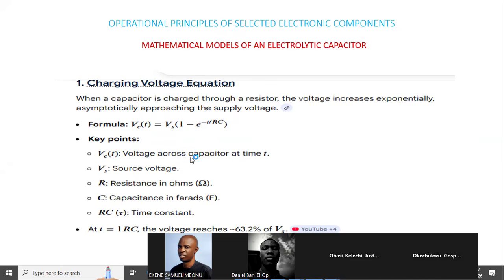Vc(t) is the voltage across the capacitor at time t. Vs is the source voltage. The resistance is the resistance you connected in series with the capacitor, in ohms. And capacitance is measured in farad, not in microfarad. If you are given a microfarad value and you want to compute the RC, you must convert that microfarad to farad. Tau is the time constant. When t is equal to 1 time constant, the voltage will have reached 63% of V source. Okay.